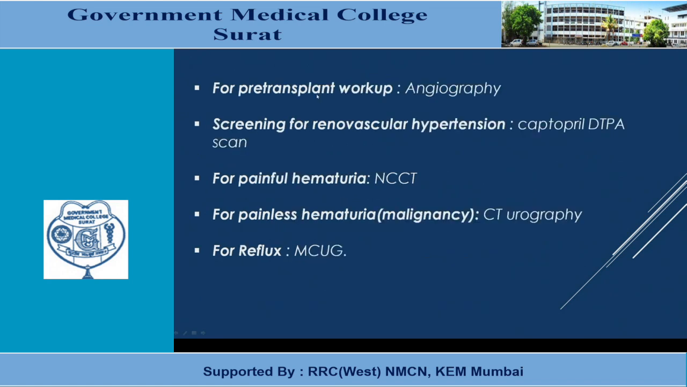For pre-transplant workup, renal angiography is required to rule out vascular and congenital anomalies of the blood supply of the kidney. Sometimes the kidney has a dual blood supply from another branch from the aorta or iliac vessels. So pre-transplant workup angiography is a must. For screening for renovascular hypertension, captopril DTPA scan is required. For painful hematuria, you can go for a plain non-contrast CT scan. And if it is painless hematuria, the most common cause of which is malignancy, you require CT urography.